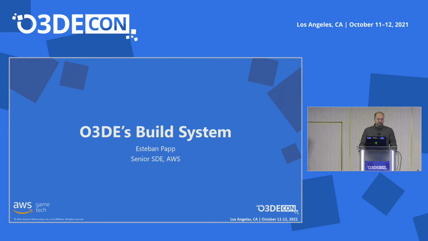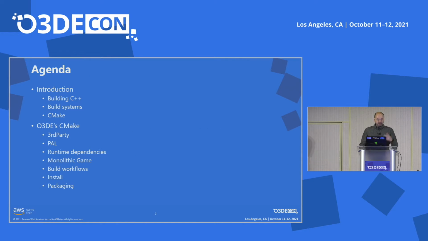My name is Esteban Pab. I'm Senior SDE at AWS, and I'm going to be talking about O3DE's build system. So first, I'm going to do an introduction and try to explain the whys behind going to CMake. And then I'm going to dive into our CMake usage and try to give a map of where to find things and why certain things were done that way.